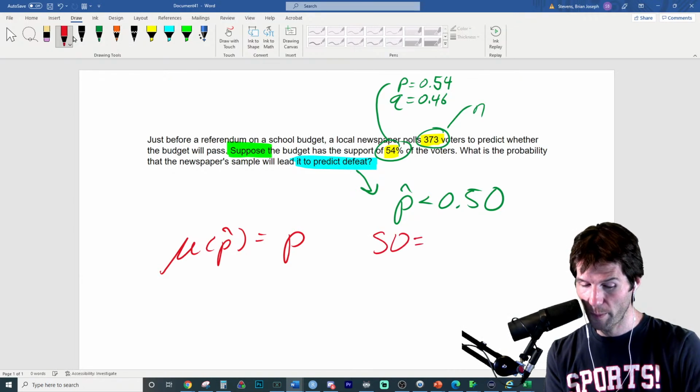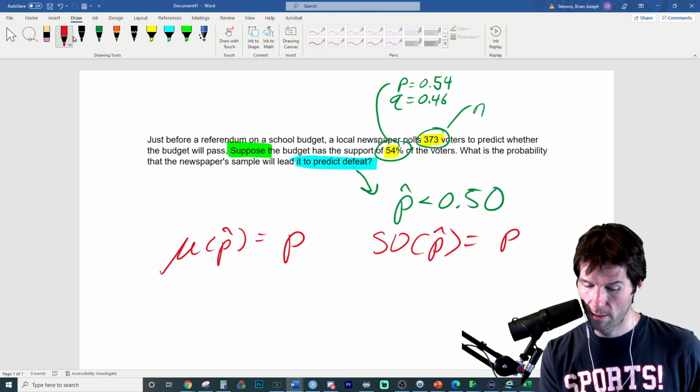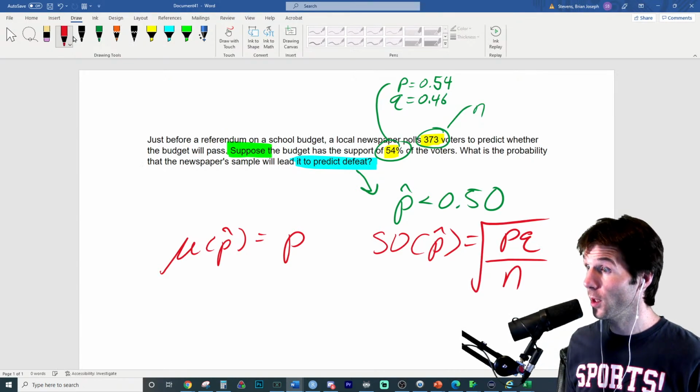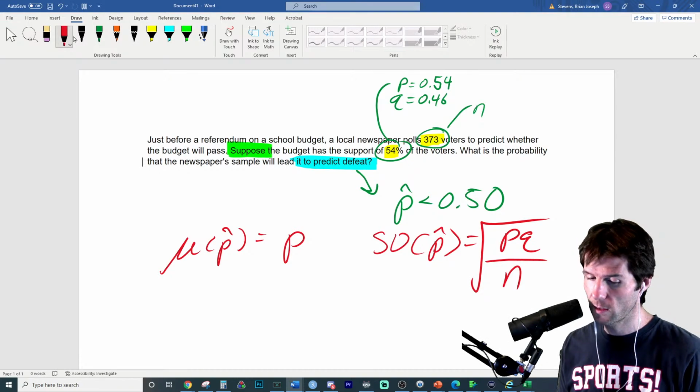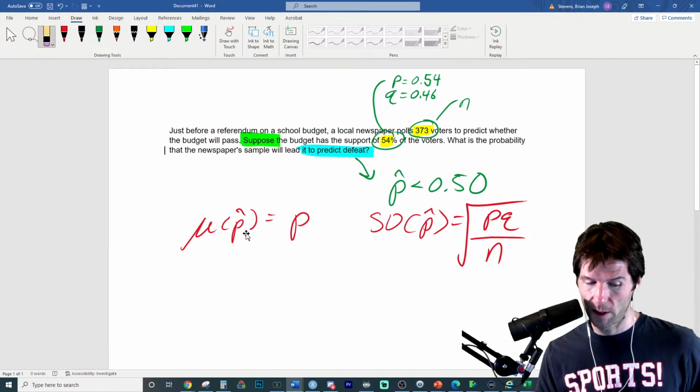Say it with me: the square root of P times Q over n. And there we go. So we're just going to plug in the numbers. We've already solved. We already know what P is. We know what Q is. We know what n is. So we're just going to take these numbers and plug them in here. I'll do it below so we can kind of see.